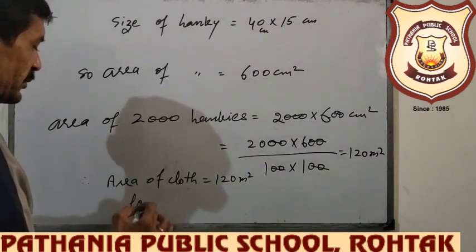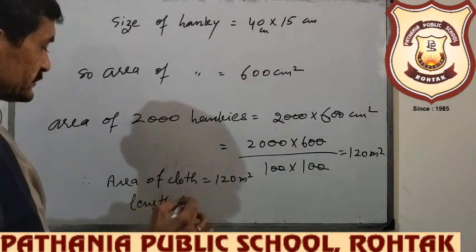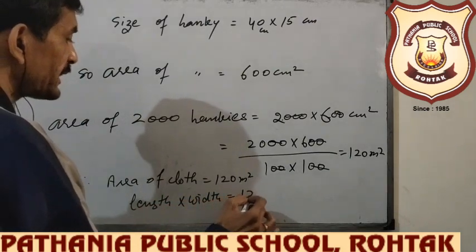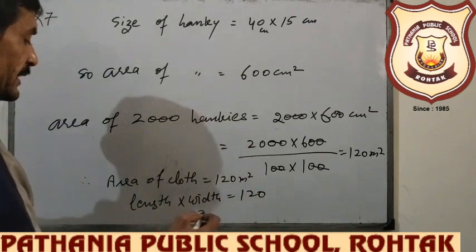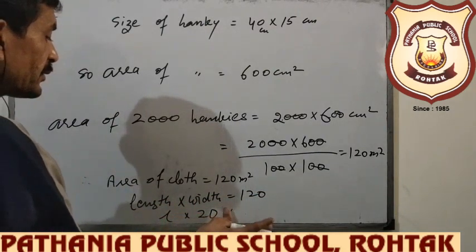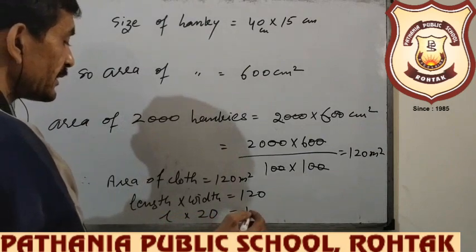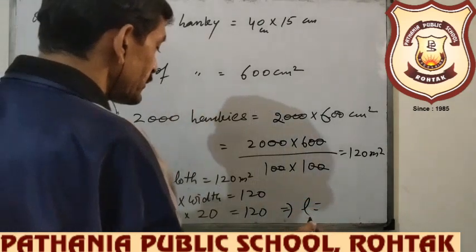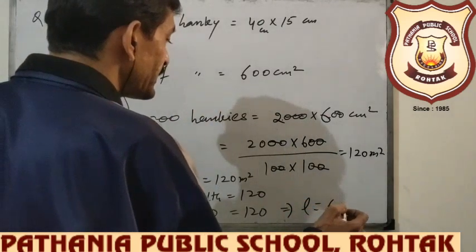So length into breadth is equal to 120. Put the value of width, this is 20. L into 20 is equal to 120. Then how much length is required? 120 divided by 20 is 6 meter.